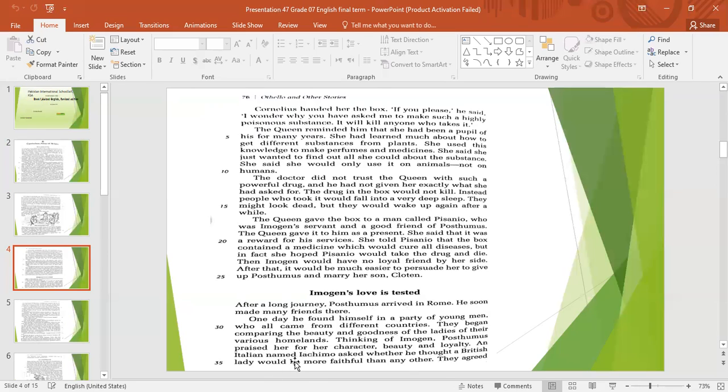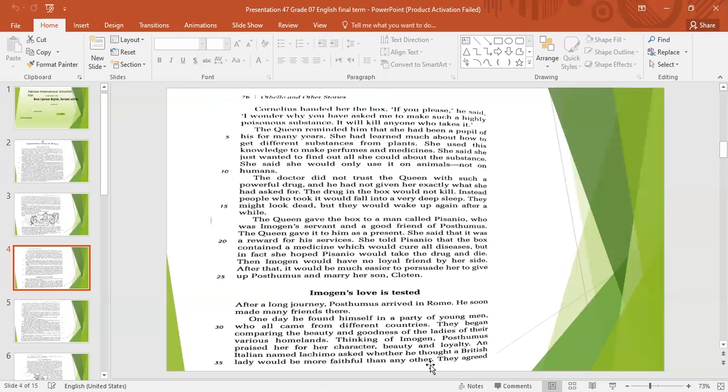An Italian named Iachimo. Iachimo, this is, dear students, the pronunciation. Both ways you can pronounce it: Iachimo and Achimo, starting from the sound of I and starting from the sound of A, both you can pronounce.